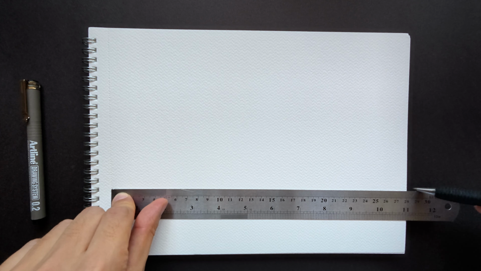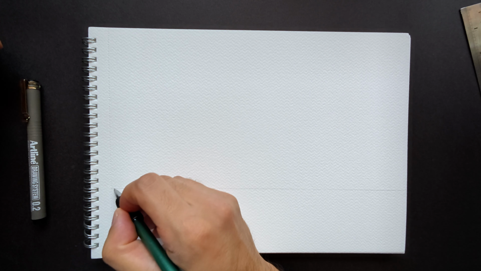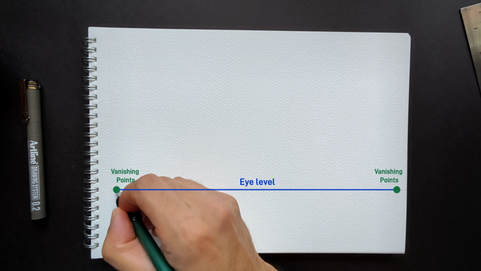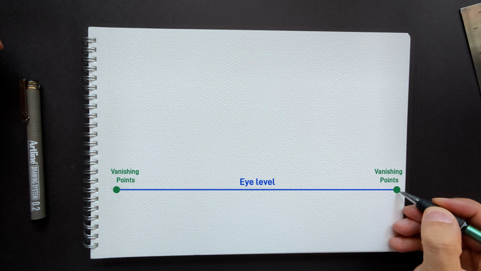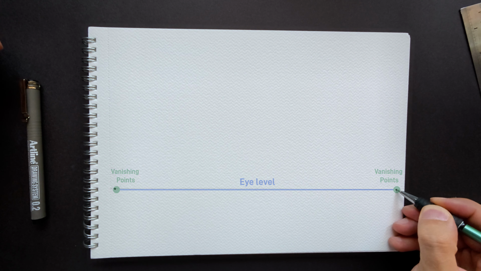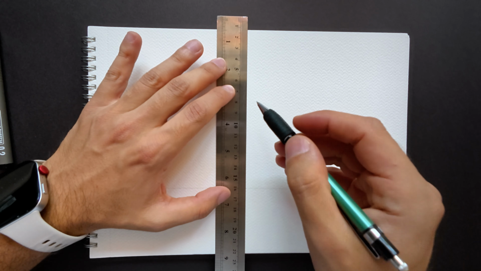Hello everyone! Today we're going to draw a street using two-point perspective. First, I start by drawing the horizon line, which represents the viewer's eye level. On this line, we need 2 points. These will be our vanishing points for two-point perspective.